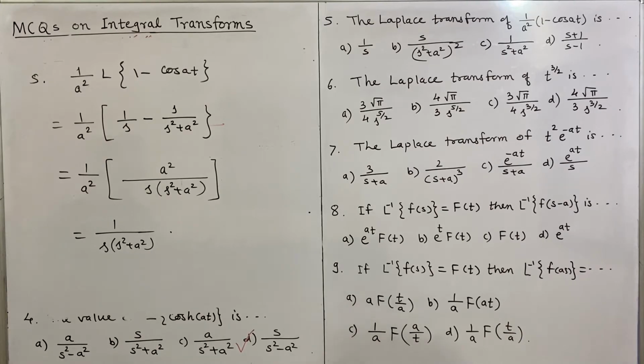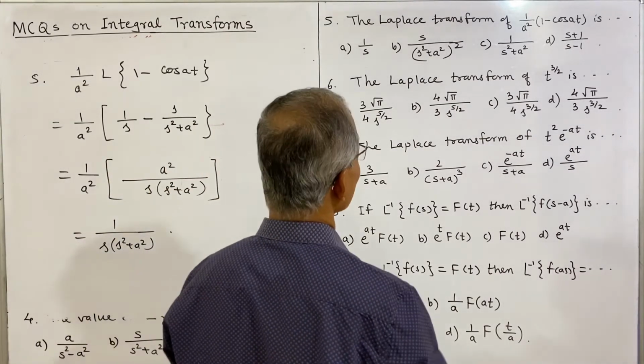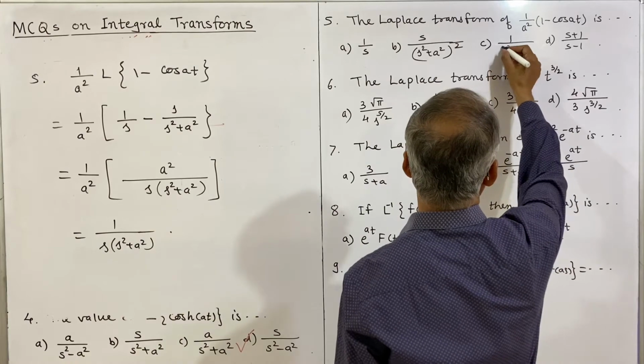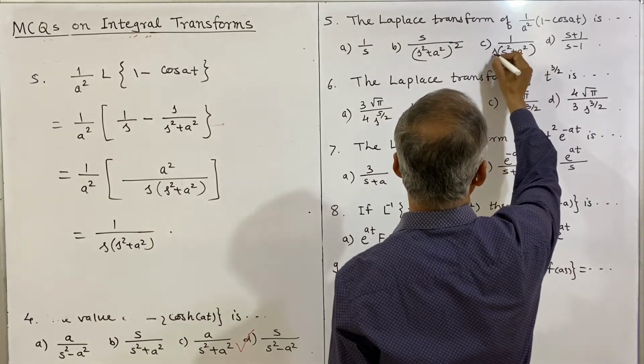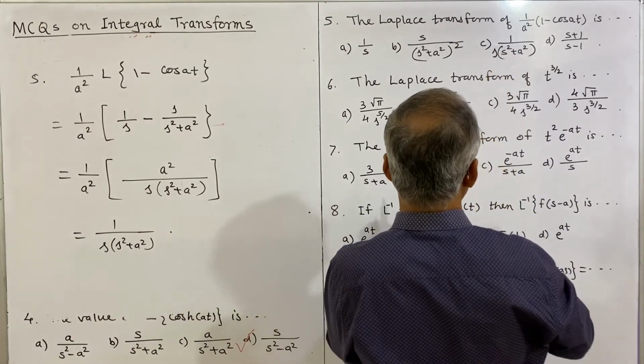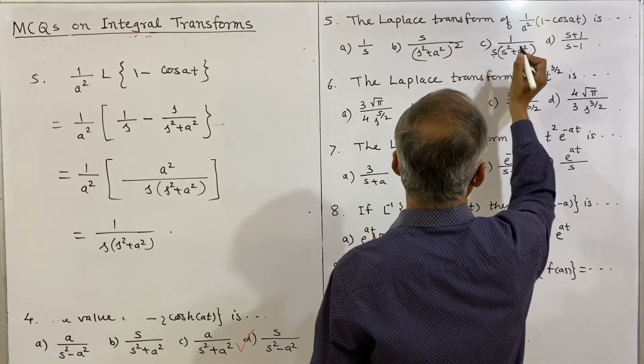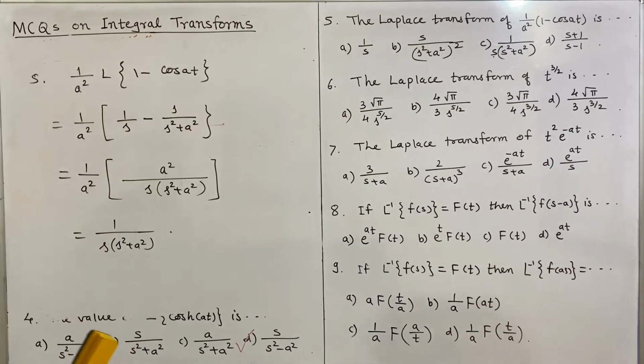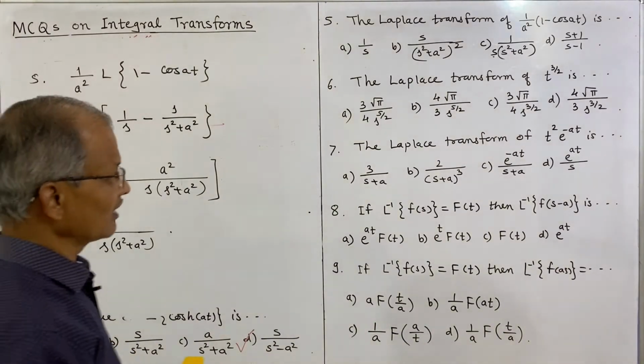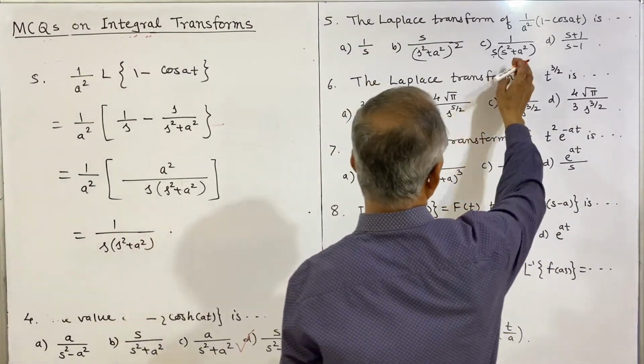But the alternatives are 1 upon s into s square plus a square whole square, etc., and therefore, you see, this alternative has to be corrected. It is s into s square plus a square, and that is the correct alternative. So, here it is to be corrected.